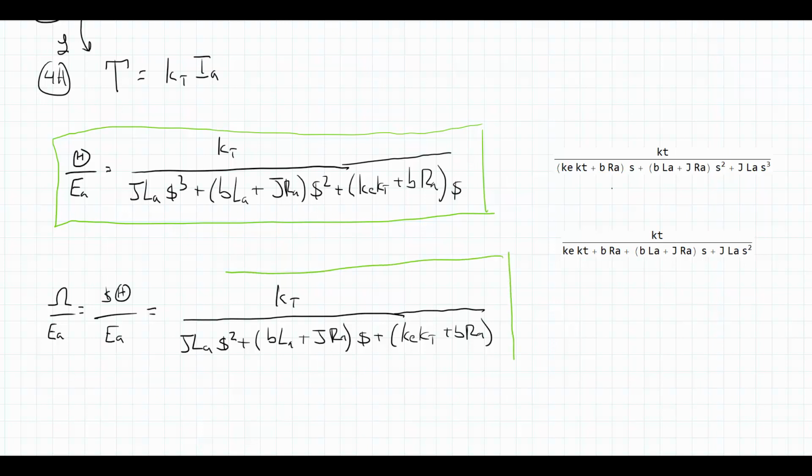And that's the second transfer function that I wanted, my output of angular velocity, mechanical, to an input electrical of the voltage at EA. So those are the two transfer functions that I was asked to find. Now we can look at a review. How did we get to these transfer functions?